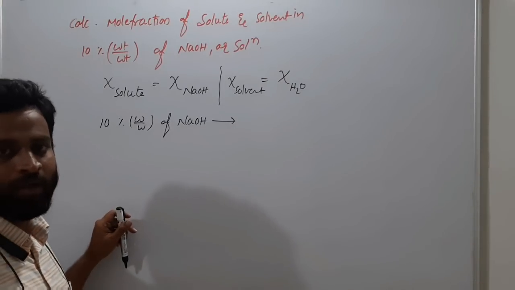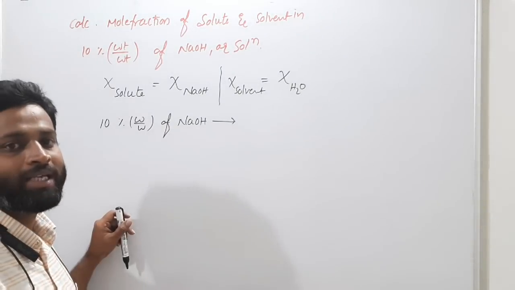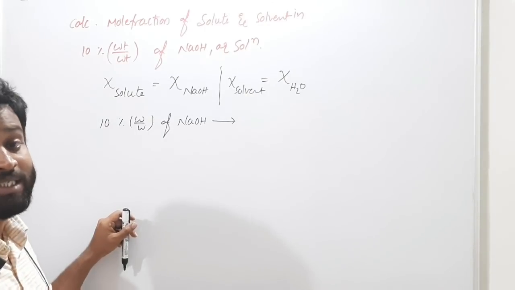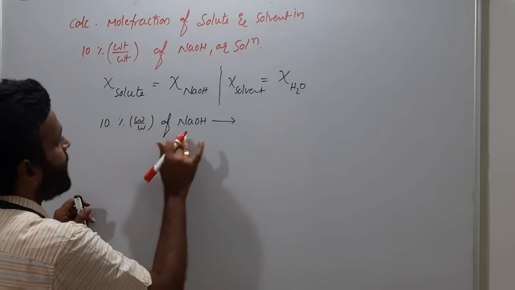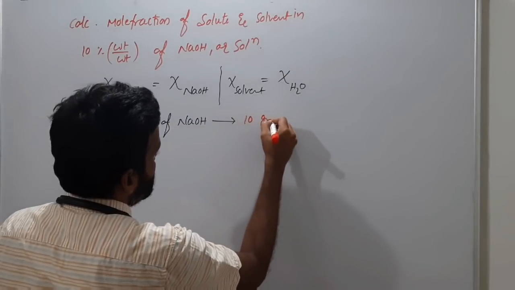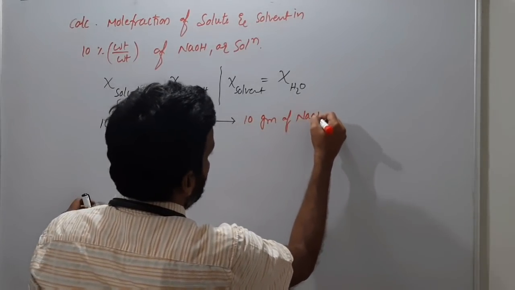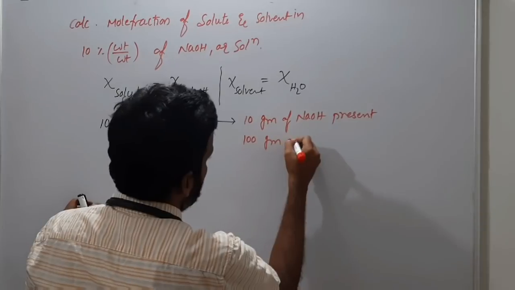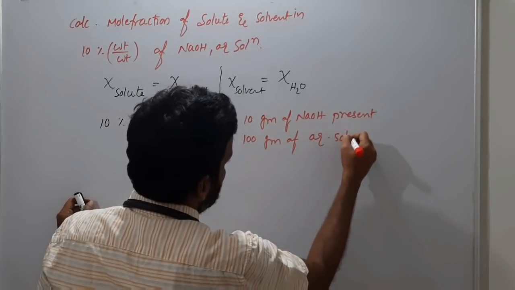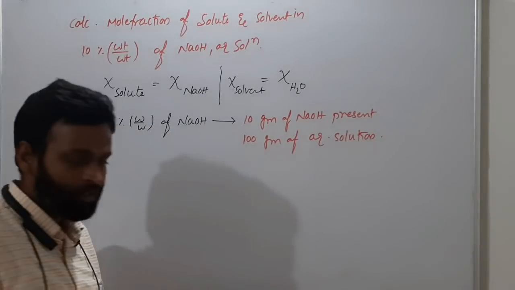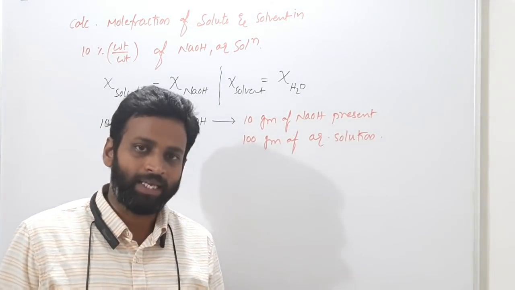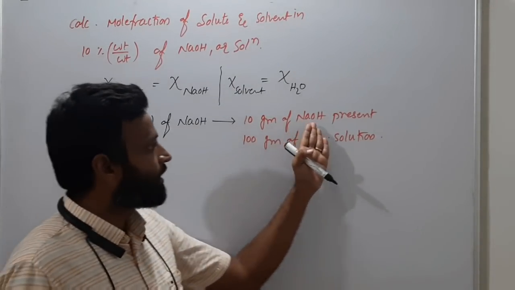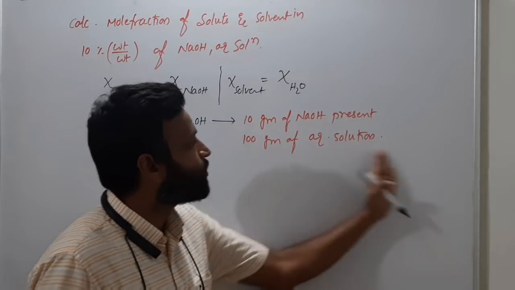You know, 10% how you will get? Weight of solute is 10, weight of solution is 100. So 10% weight by weight of NaOH means 10 grams of NaOH present in 100 grams of aqueous solution. This is the meaning. Slowly try to understand what I am saying. Okay, so 10% weight by weight of NaOH means 10 grams of NaOH present in 100 grams of solution.